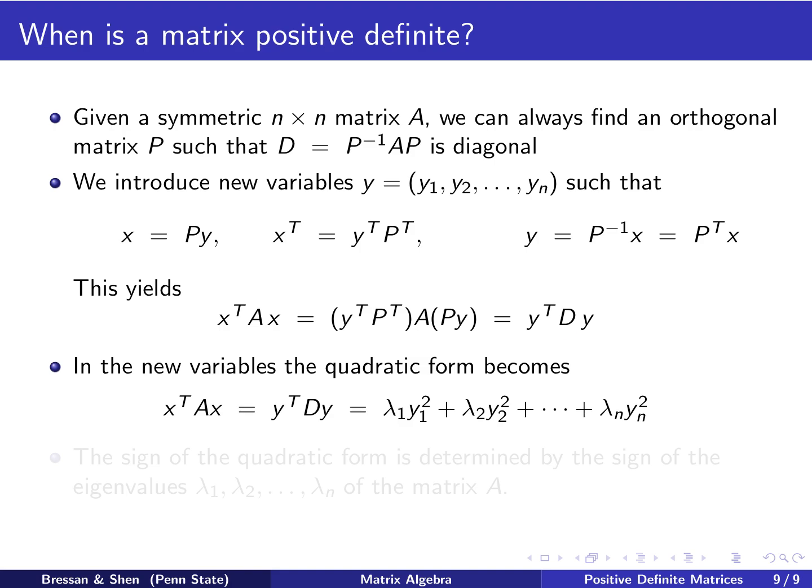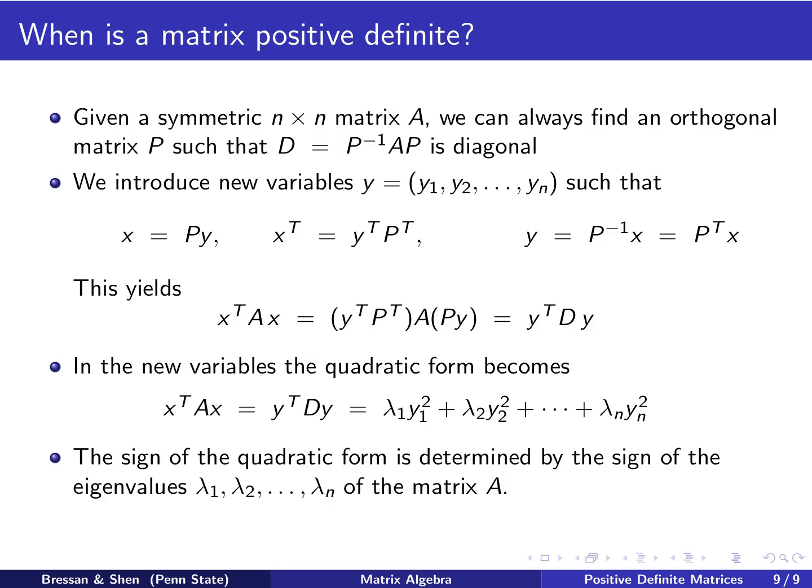So let lambda 1, lambda 2 be the diagonal entries. They are actually the eigenvalues of A that go in this diagonal matrix. Then the quadratic form using y coordinates would be lambda 1 y1 square, plus lambda 2 y2 square, and so on all the way to plus lambda n yn square. Now we see that in this expression, it becomes very clear that the sign of the quadratic form is determined by the signs of the eigenvalues of A.